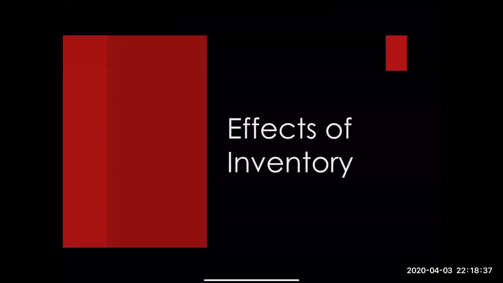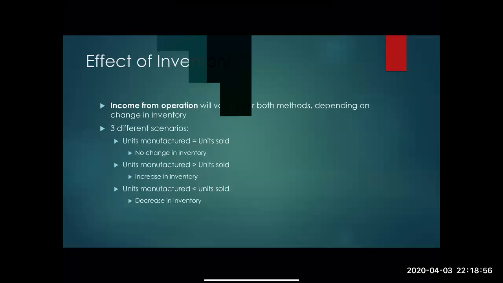All right, so here we are looking now in chapter 6. We're looking at variable costing for management analysis. And in this particular part of the chapter, we're looking specifically at the effects of inventory. Now, what I will tell you is that the income from operation will vary under both methods, those methods being variable costing and absorption costing. And it all depends on the change in inventory.